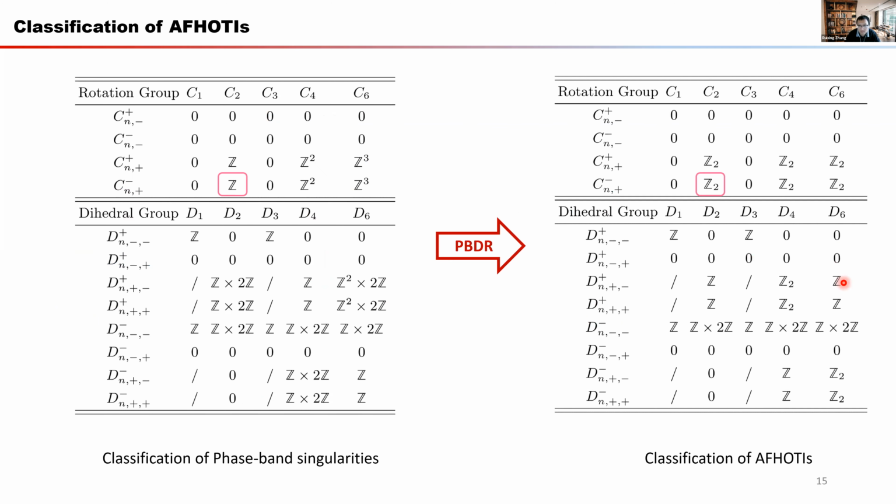So here I'm just showing you some results we get. The left table is a classification table for the singularities, and on the right-hand side we get the classification table for the FHOTIs, and you can see that they are not equivalent. For example, the C2 model that I will show you lies in this symmetry class, and we found that it has a Z2 topological classification, but if you check its singularity classification, it actually has a Z classification. So this is because we have already modded out some of these trivial singularities to achieve this final classification. Okay.